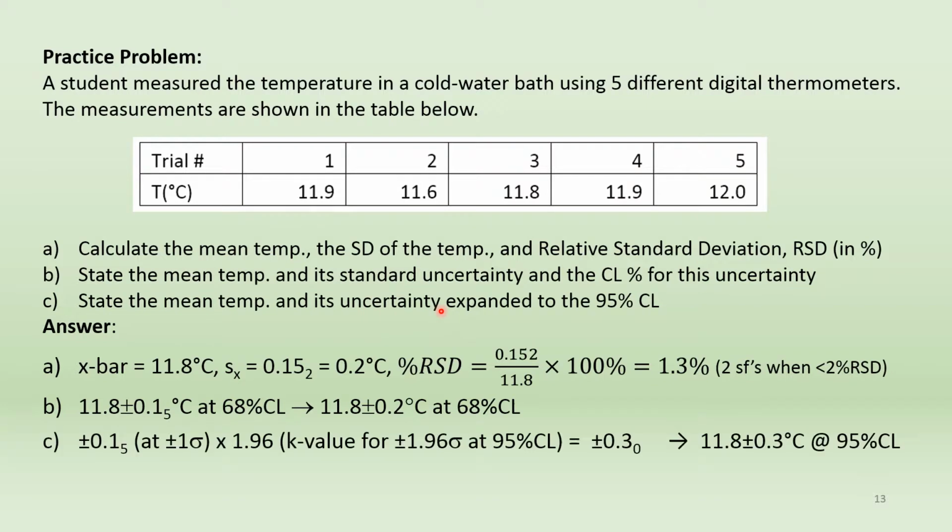So the expanded uncertainty will be 0.15 at plus or minus 1 sigma, multiplying by 1.96, which is the coverage factor or K value to convert between the standard and the 1.96 uncertainty level. So that would be plus or minus 0.3. So I would state that as 11.8 plus or minus 0.3 degrees Celsius at the 95% confidence level.